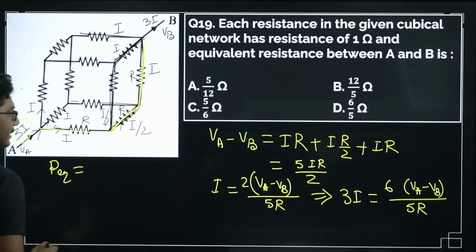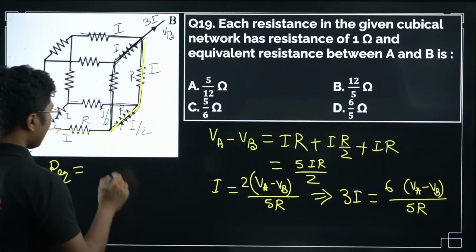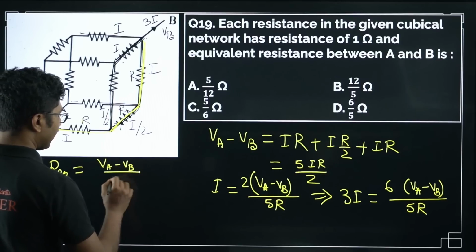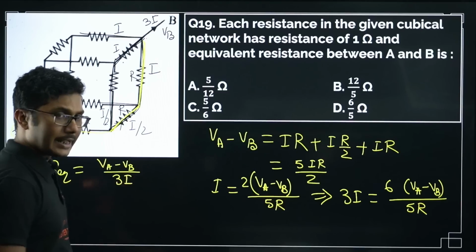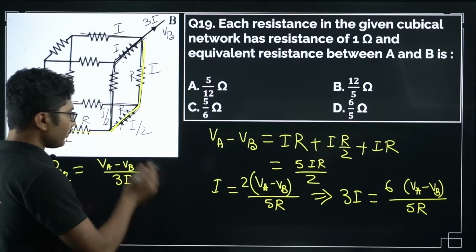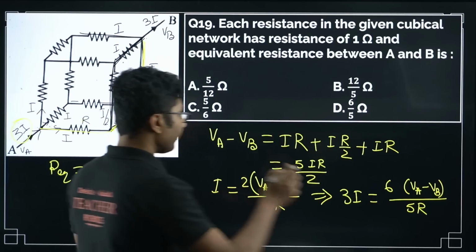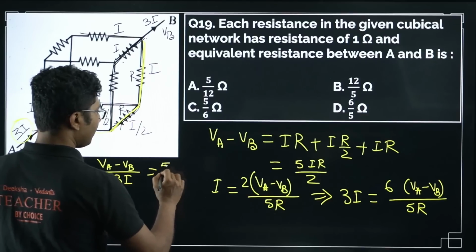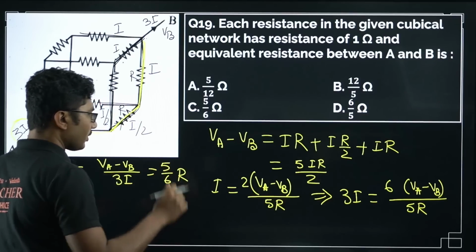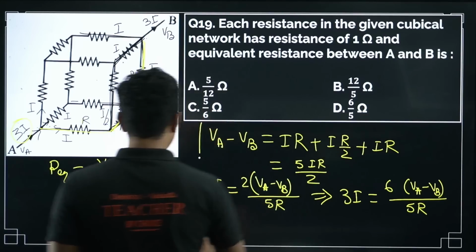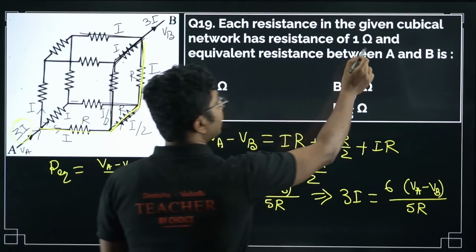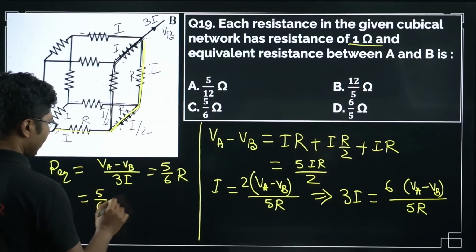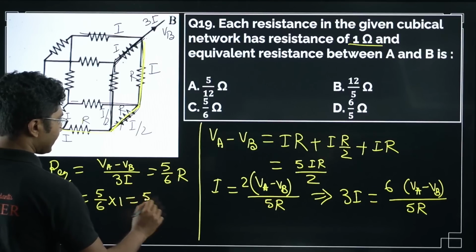Now what is resistance? Equivalent resistance should be given by V by I, or VA minus VB divided by the current, right? V by I is the resistance. So we have to find this value. So VA minus VB by 3I will be equal to 5 by 6 into R. Now what is the value of R over here? The value of R is given here as 1 ohm. So it will be basically 5 by 6 into 1, that is 5 by 6 ohm.